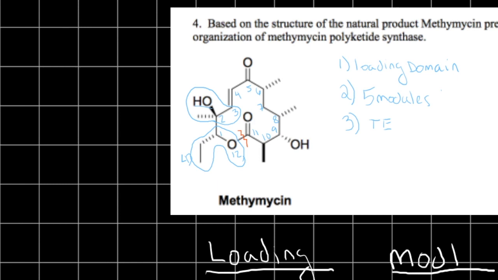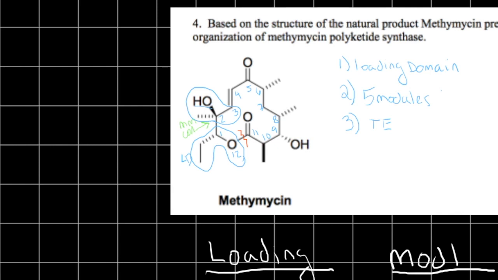And so what we need to do so we can figure out what module 1 has is first we're going to look at what was the unit that the AT loaded. And in this case, you can see at the 2 position, it has a methyl group. So that means that the acyltransferase of module 1 selects for and loads methylmalonyl-CoA. All right, so that's the first thing you're going to look at. You're going to say, okay, what does the AT load? In this case, it's going to be M-CoA, methylmalonyl-CoA.